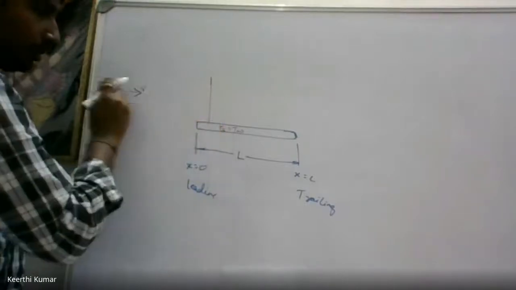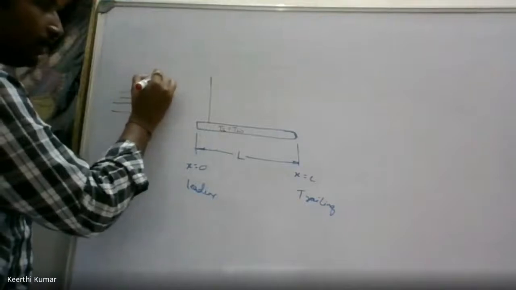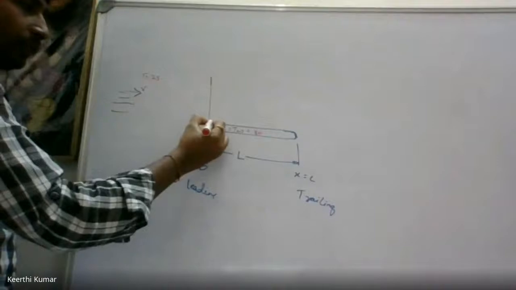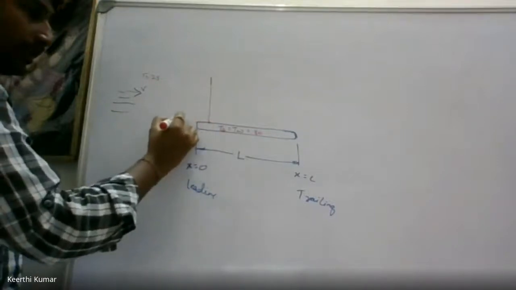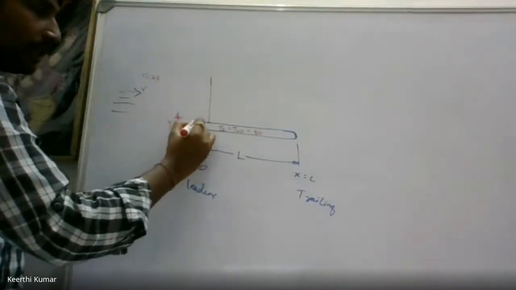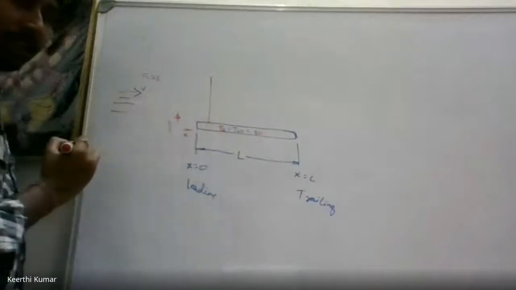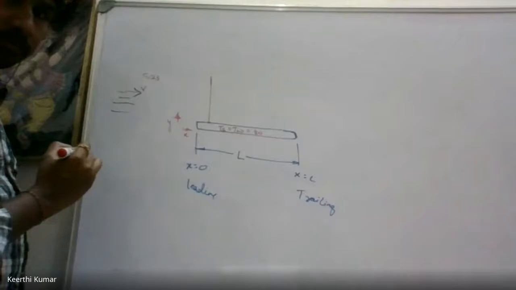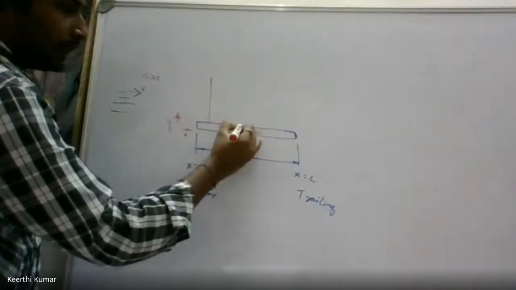If the air temperature is just 25 and the plate is 80 degrees centigrade, at this location I'll take this distance as y, the direction of this is y and the direction of this is x. At a distance of x something and y equal to zero, what will be the temperature of the air? Whether it will be zero or maximum? Maximum. So this is the profile. At this location, the temperature is maximum.